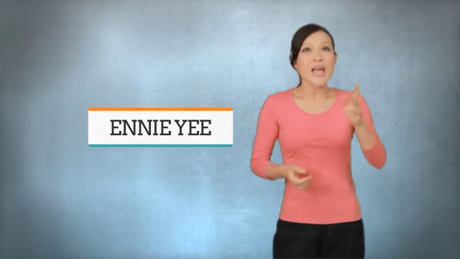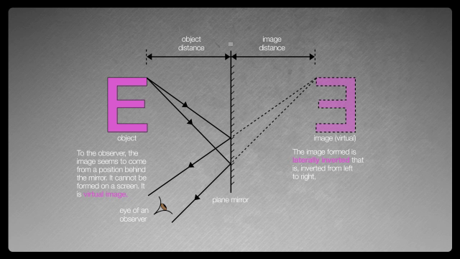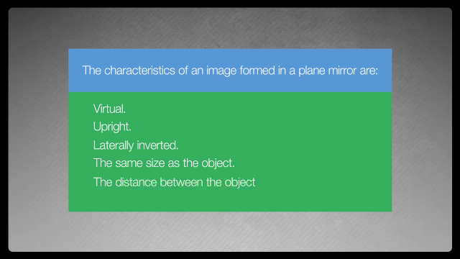Hi, I'm Annie E, and today we are talking about light, color and sight with a focus on color and optical instruments. You can see yourself in a mirror because of reflection of light. The characteristics of an image formed in a plane mirror are virtual, upright, laterally inverted, the same size as the object, and the distance between the object and the image formed is the same.